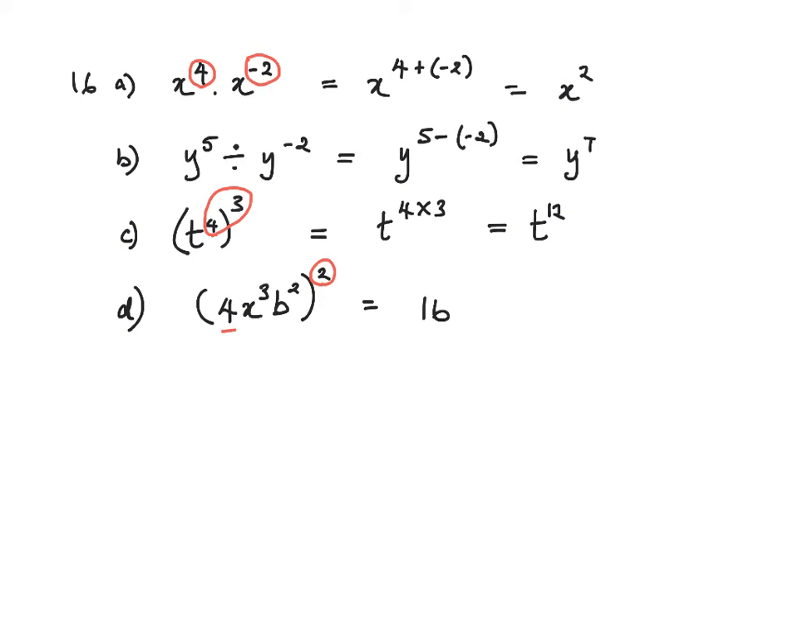What we have then is we've got an x cubed and the b squared, squared. So what we can do is we'll multiply the 3 and the 2 to give us x to the power of 6, and we'll then multiply the 2 and the 2 to give us b to the power of 4.